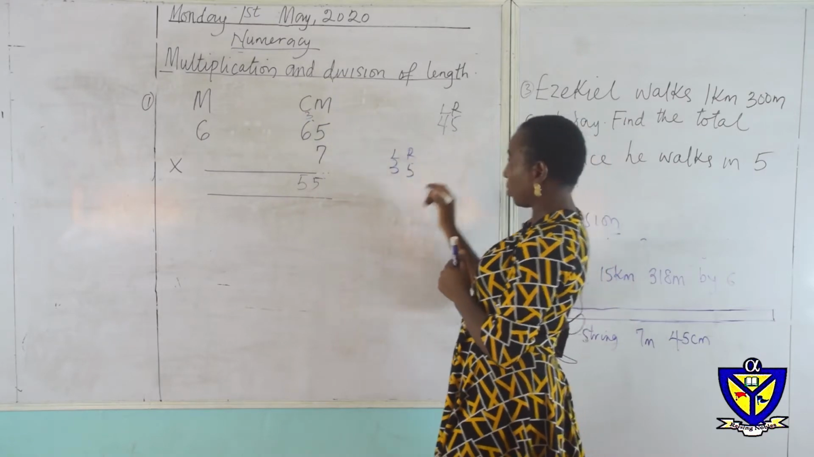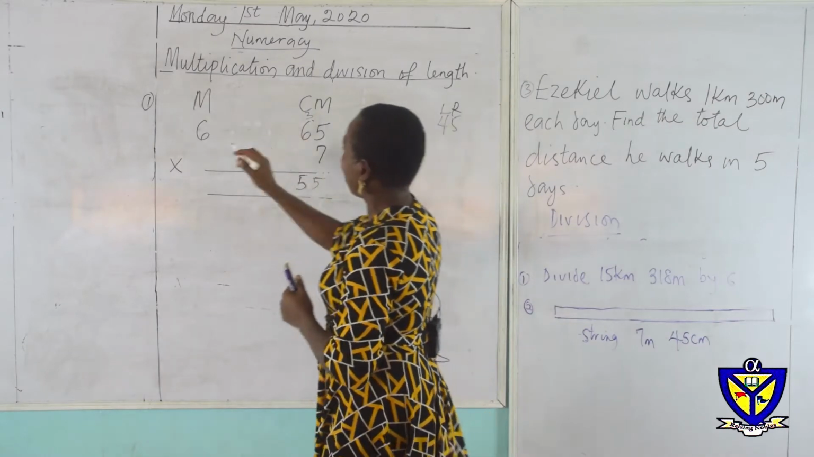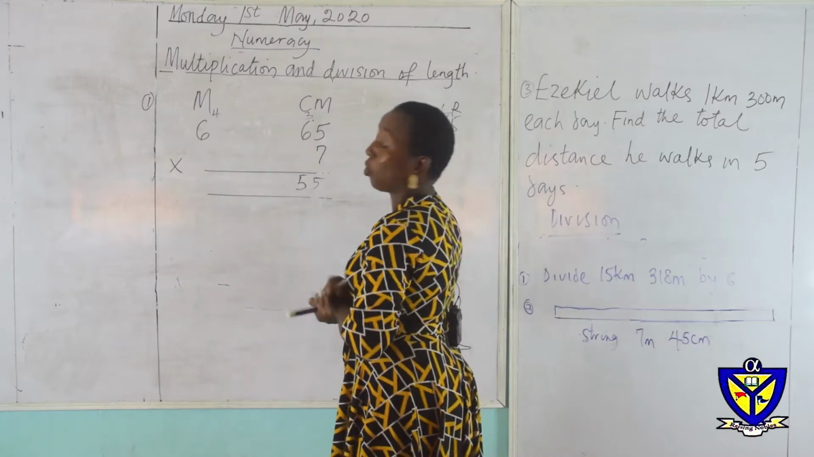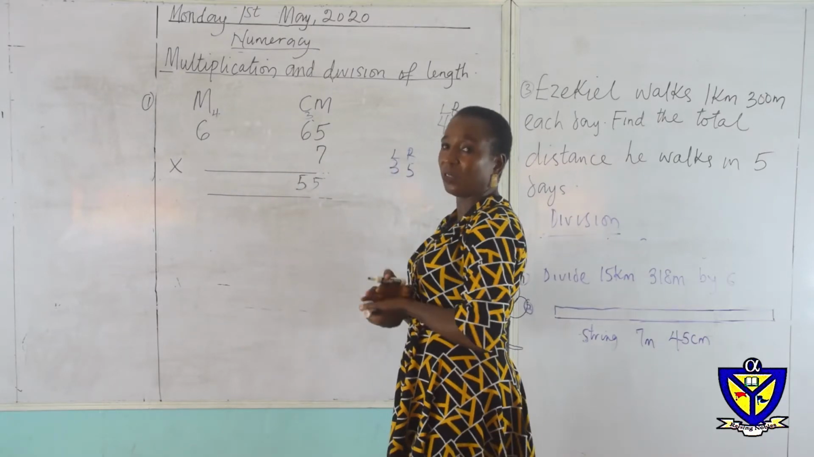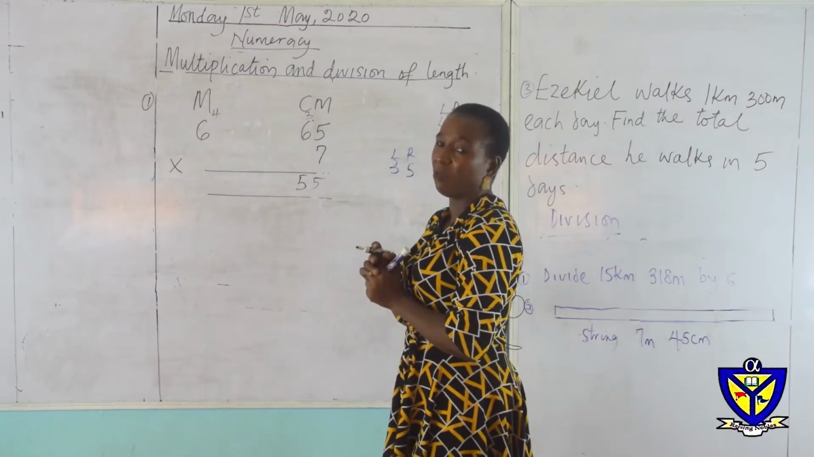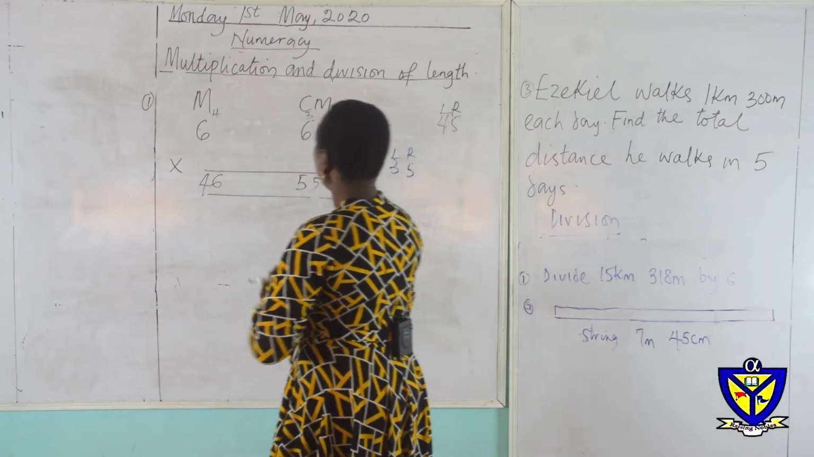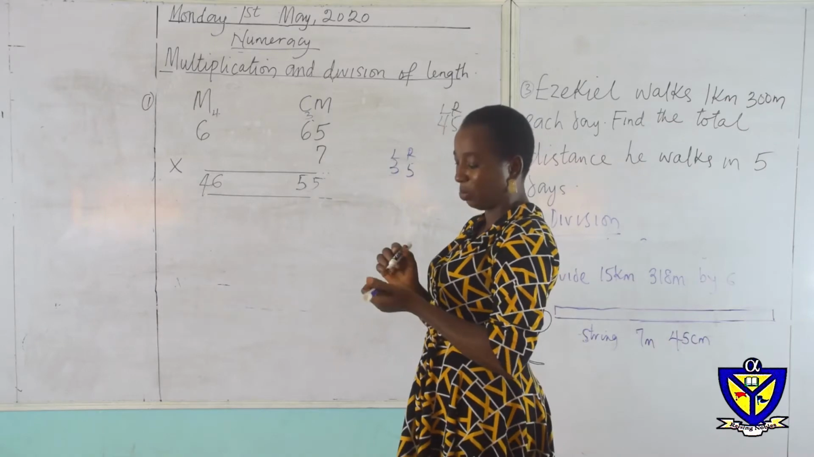What do you have on your right? Of course, 5. You write a 5 here. Sorry, I've written it. And you take your 4 to the next place here. Down the next one, 7 times 6, of course, you're going to have what? Still 42. 42 plus 4, you're going to have 46. So you have 46 here. So our answer becomes 46 meters, 55 centimeters.